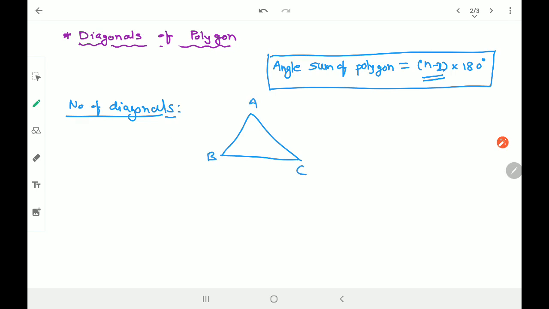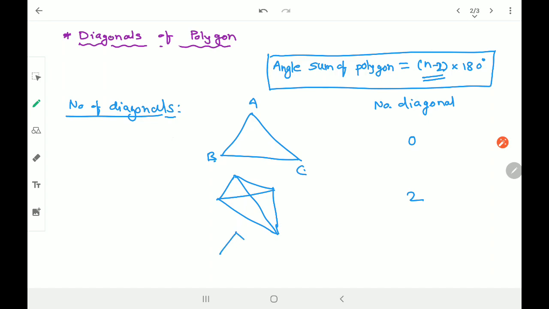Diagonal is nothing but the join of non-adjacent vertices. Now A and B is adjacent, B and C is adjacent, C and A is adjacent. There is no point which is non-adjacent here. That's the reason it has no diagonal, zero diagonal, right? If I talk about a quadrilateral, can you tell me how many diagonals this has got? Quadrilateral, one is done, this is two, so two diagonals it has got.